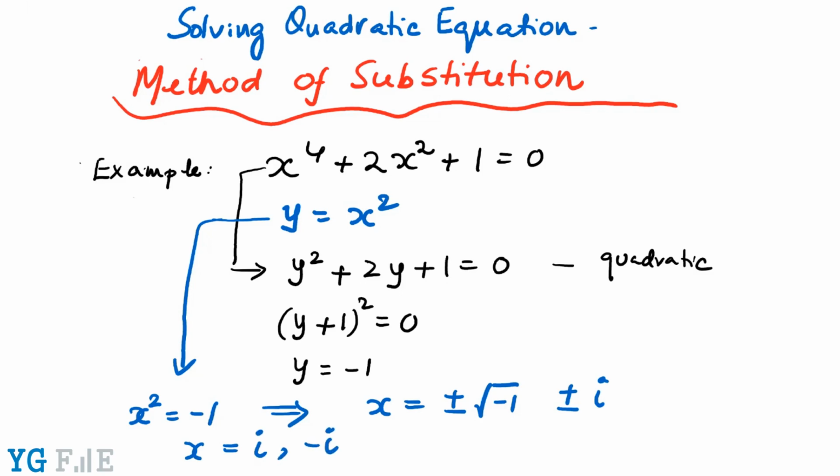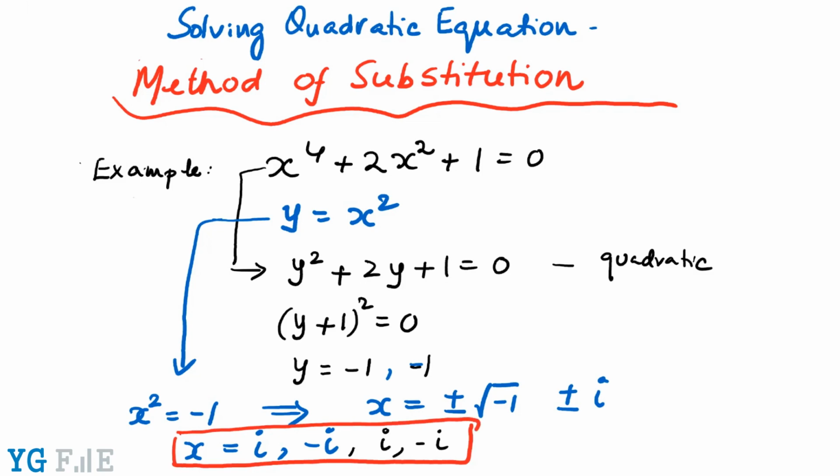So the question is, where are the other two roots? Because when you have a degree 4 equation, we should get 4 roots. So the answer is, this is actually a double root. That means y is equal to minus 1 is a double root. That means the same value occurs twice, and therefore these roots are nothing but i and minus i. So our 4 roots therefore are i, minus i, i, minus i. So these are the 4 roots.